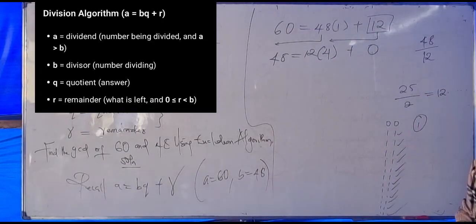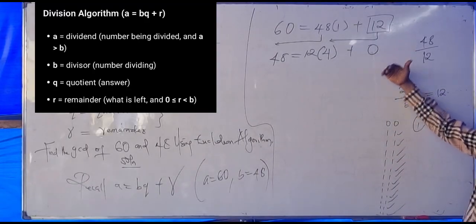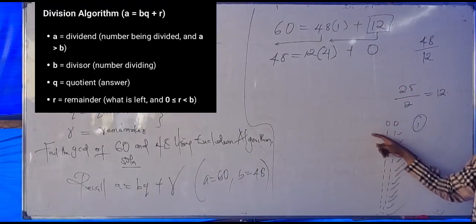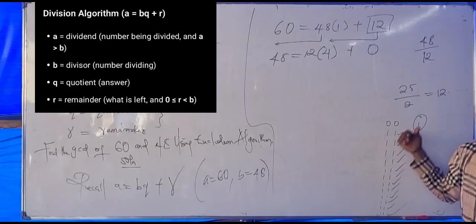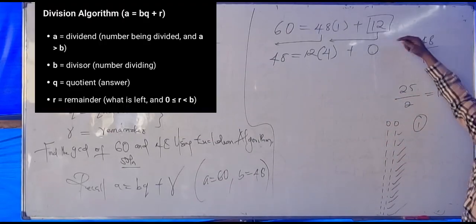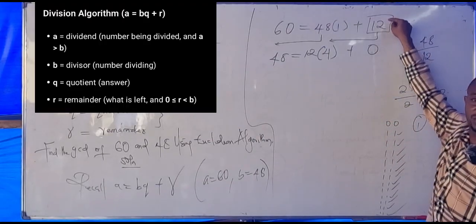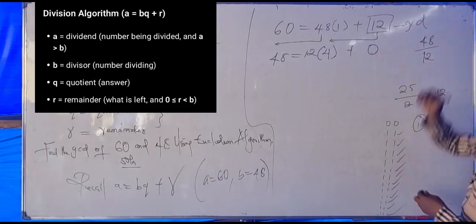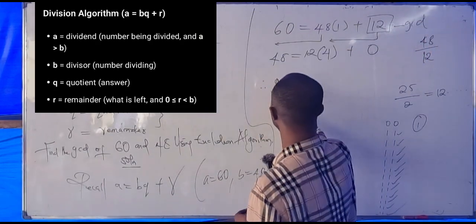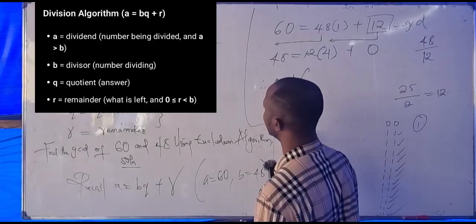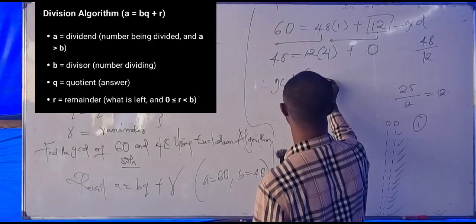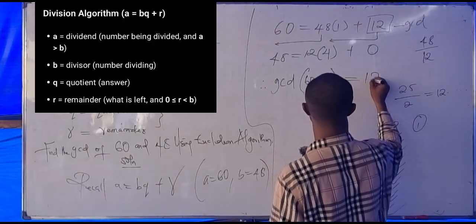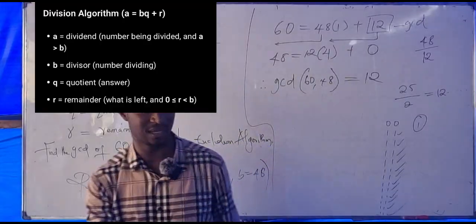12. Sometimes we keep on dividing until you have 0 remainder. Once you have your 0 remainder, that number that comes before that 0 becomes your GCD. So what's our GCD here? 12. Therefore, GCD of 60 and 48 is equal to what? 12. Is that the answer?